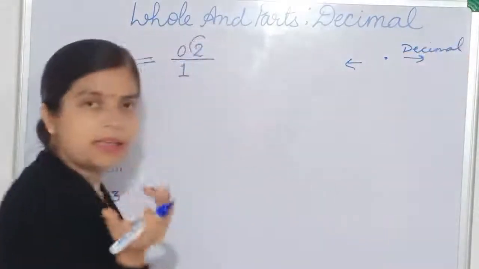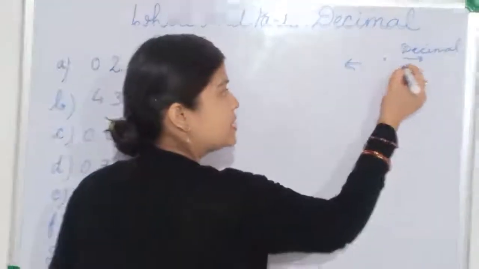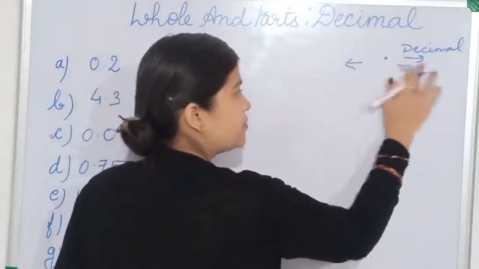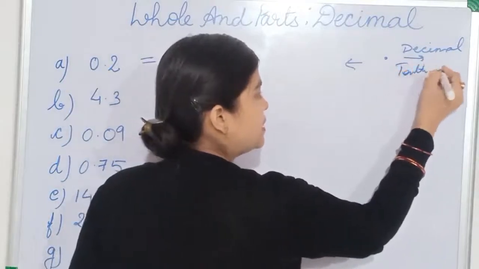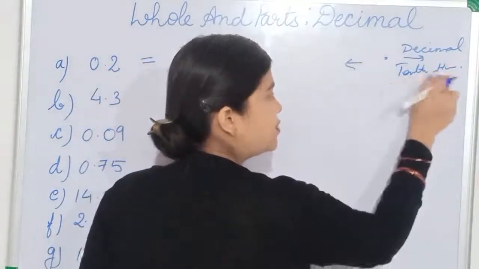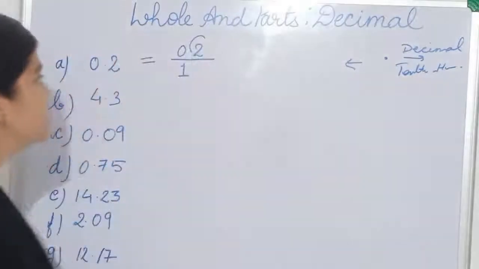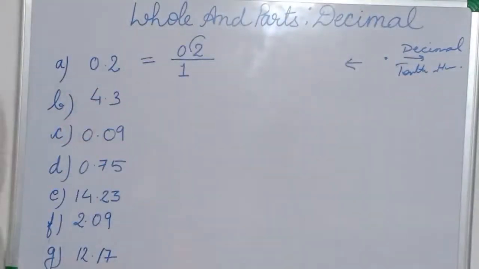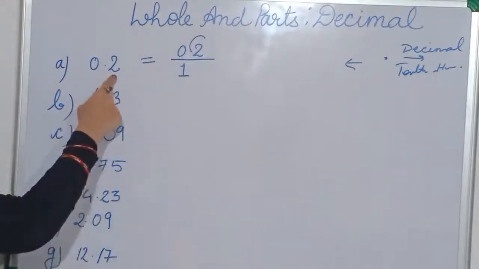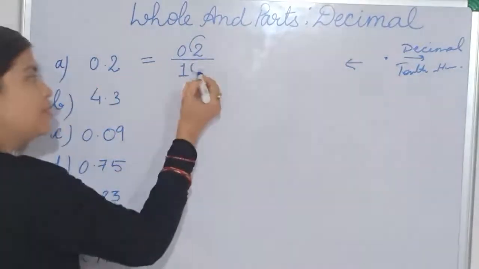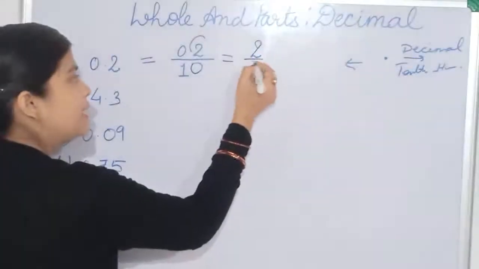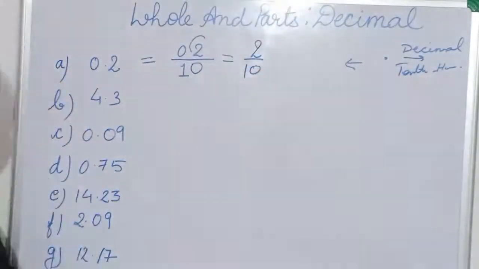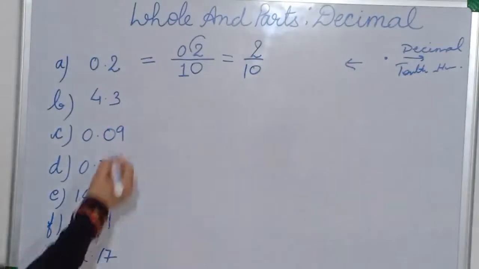And the decimal part places also we have learned. This is tenth. This is hundredth, like that. So how many places are there after the decimal point? That number of places we have to count. There is only one place, so we will put only 1 zero here. Okay? So it will be 2 by 10. Any problem, children? No now?